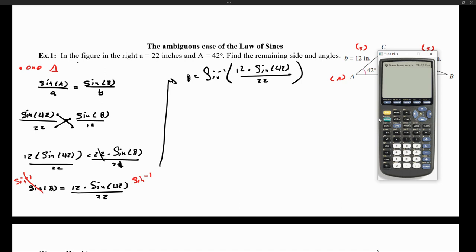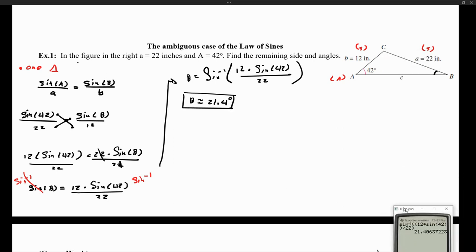Before we plug it in, make sure that your calculator is in degree mode, which it is. So let's plug this in. We want sine inverse of 12 times the sine of 42, close parenthesis, divided by 22. Oops, I think I did an extra 2 there. All right, and if we hit enter now, we can see that B has approximately a value of 21.4 degrees.